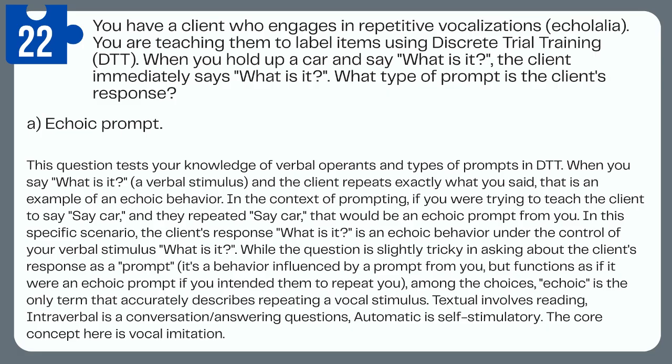In this specific scenario, the client's response, "What is it?" is an echoic behavior under the control of your verbal stimulus, "What is it?" While the question is slightly tricky in asking about the client's response as a prompt, it's a behavior influenced by a prompt from you, but functions as if it were an echoic prompt if you intended them to repeat you. Among the choices, echoic is the only term that accurately describes repeating a vocal stimulus. Textual involves reading. Intraverbal is a conversation/answering questions. Automatic is self-stimulatory. The core concept here is vocal imitation.